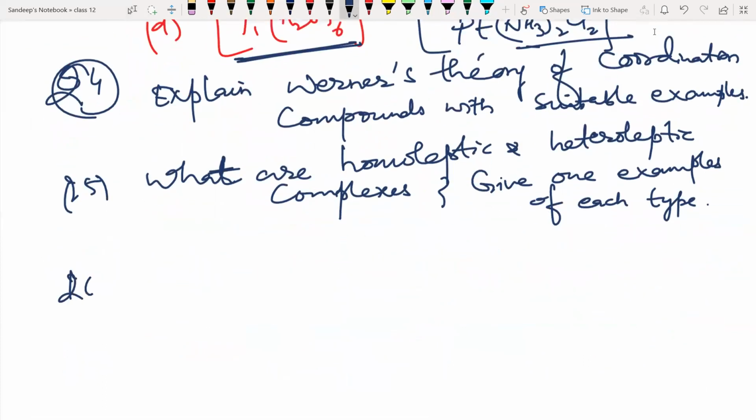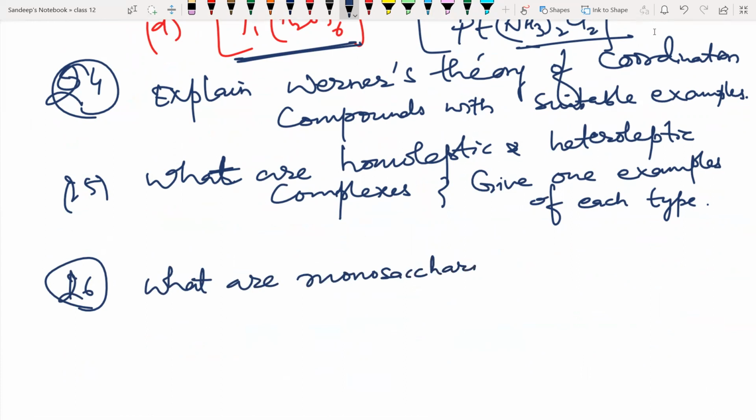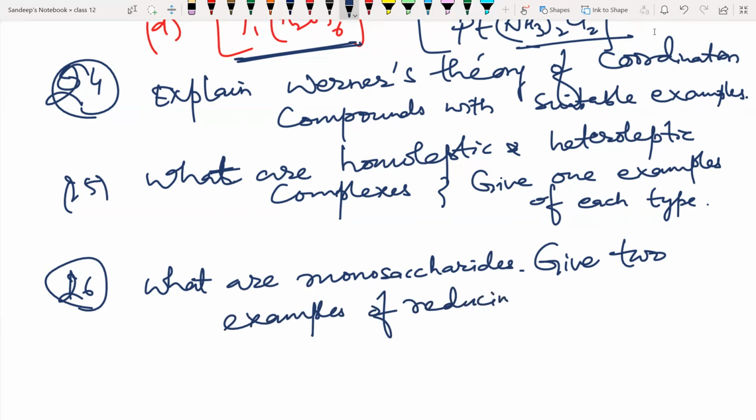Next question is number 26. What are monosaccharides? So you know, monosaccharides are the simplest sugars. They cannot be hydrolyzed. Twenty monosaccharides occur in nature: glucose, fructose, ribose, galactose. Give two examples of reducing sugar. You can write glucose, fructose, maltose, lactose. These are all reducing sugars. Sucrose is a non-reducing sugar because a free aldehydic or ketonic group is not available.